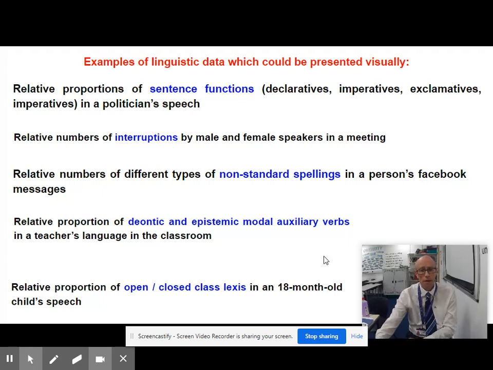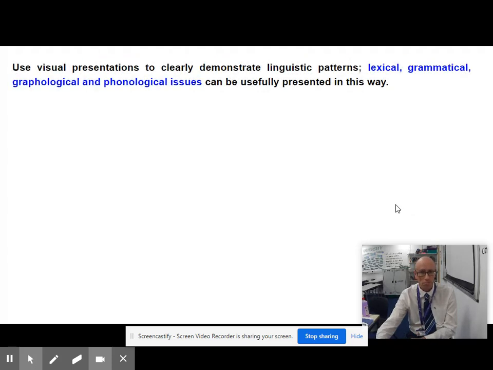Or maybe you're looking at a piece of CLD speech and it's an 18-month-old child, and you're looking at the lexis that that child is able to use, and you're trying to determine whether it's open class lexis, i.e. words like nouns and adjectives and adverbs, or whether it's closed class lexis, things like prepositions and determiners and connectives. So you have to be careful about choosing the right kind of areas to be using presentational devices.